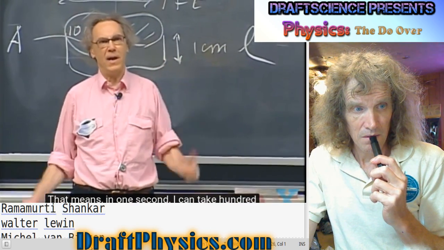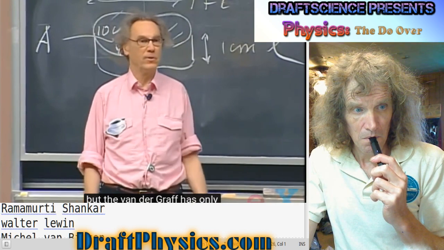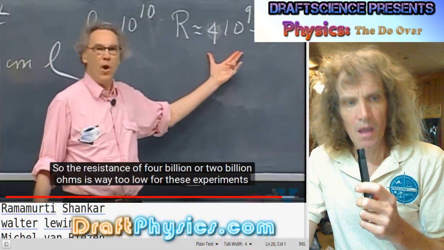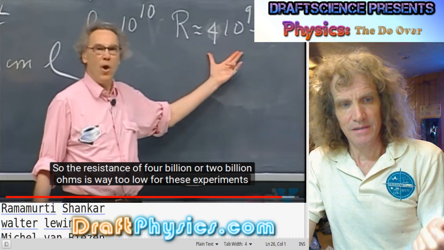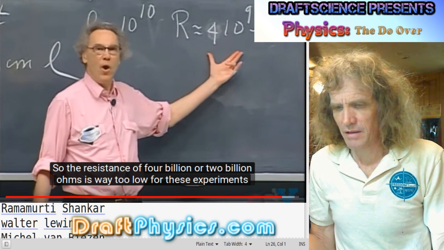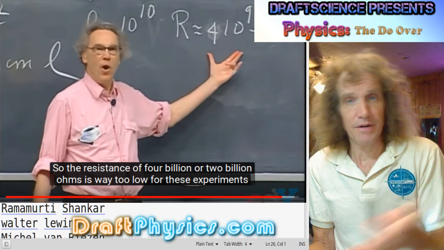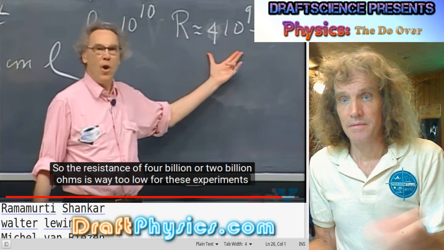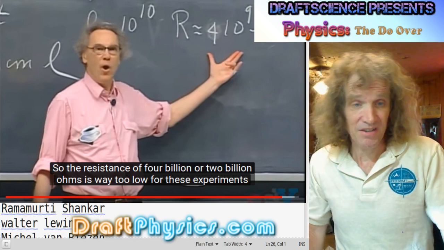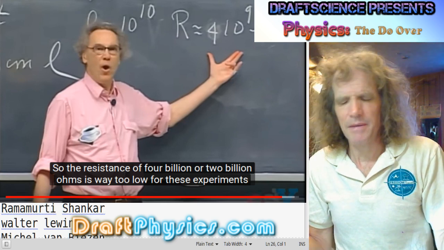That means in 1 second, I can take 100 microcoulomb off the Van de Graaff, but the Van de Graaff has only 10 microcoulomb on it. So the resistance of 4 billion or 2 billion ohms... I don't know if there's a direct proportionality. Obviously, it doesn't mean much when the current is low, so it's not going to be a big deal. And it only becomes a bigger deal, percentage-wise, when you have higher voltages. I mean, higher currents.